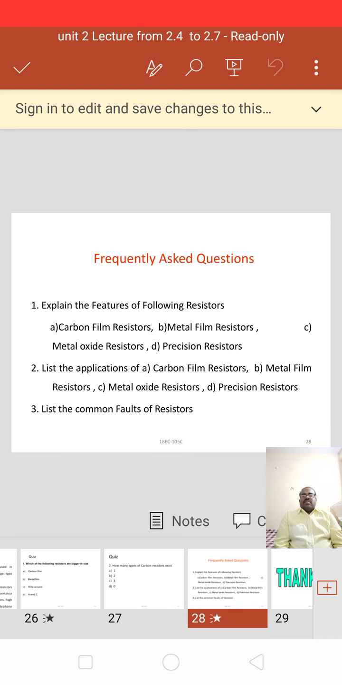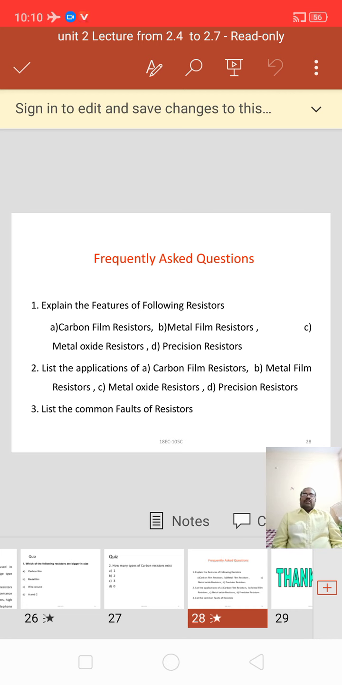Next, frequently asked questions in previous examinations. First question is: explain the features of the following resistors: carbon film, metal oxide and precision resistors. Next, list the applications of carbon film, metal film, metal oxide, and precision resistors. Next, list the common faults of resistors, and identify the resistance value using the 4 band and 5 band color coding technique also. These are the concepts which we learned in our class today.